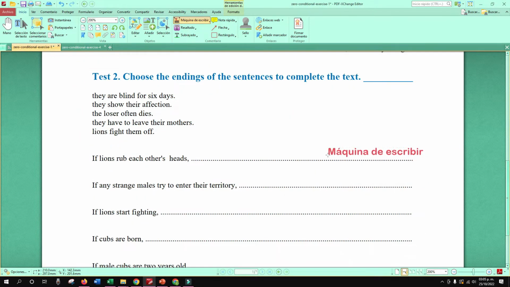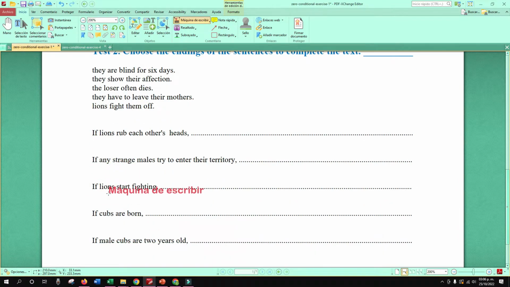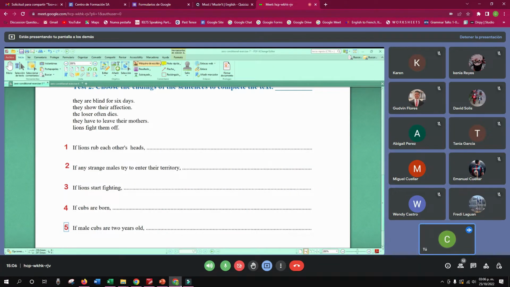Here we have almost the same exercise, just the endings of the sentence to complete the test. In this case, we're going to write or to choose the result, the opposite, right? En este caso tenemos ya la if clause. Ustedes van a elegir el resultado. Okay, we have 1, 2, 3, 4, and 5. So, you have 2 minutes. 2 minutos de nuevo, chicos. Trabajen. Elijan el resultado o el final de cada una de esas oraciones.